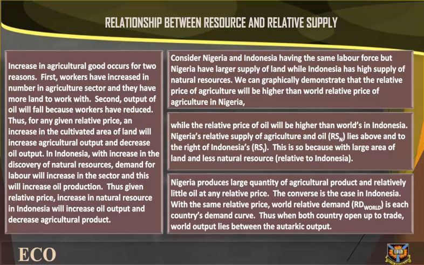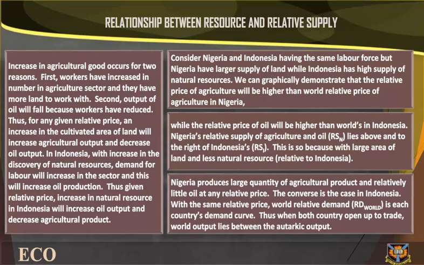In Indonesia, with increase in the discovery of natural resources, demand for labor will increase in the sector and this will increase oil production. Thus, given relative price, increase in natural resource in Indonesia will increase oil output and decrease agricultural product. Consider Nigeria and Indonesia having the same labor force, but Nigeria has larger supply of land while Indonesia has high supply of natural resources.